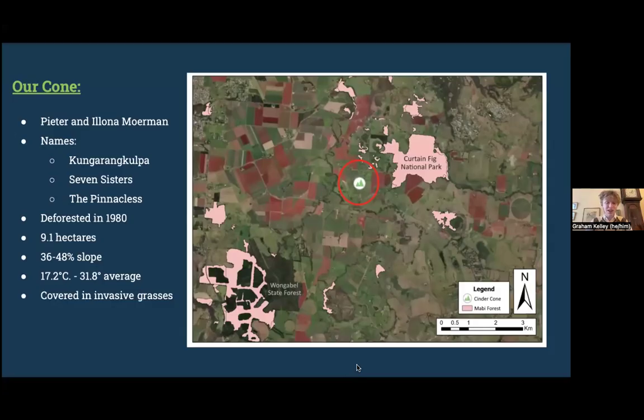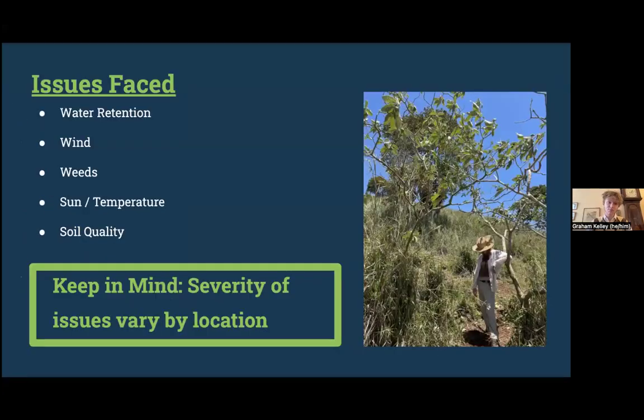Sorry. It has an average temperature at the coldest time of 17.2 degrees Celsius, rising to its hottest season at 31.8 degrees. And you have to really consider that this is an average, but it can reach a lot of extremes. And not only is this covered in grass, it's invasive grass species that are really hard to manage and not natural to the area.